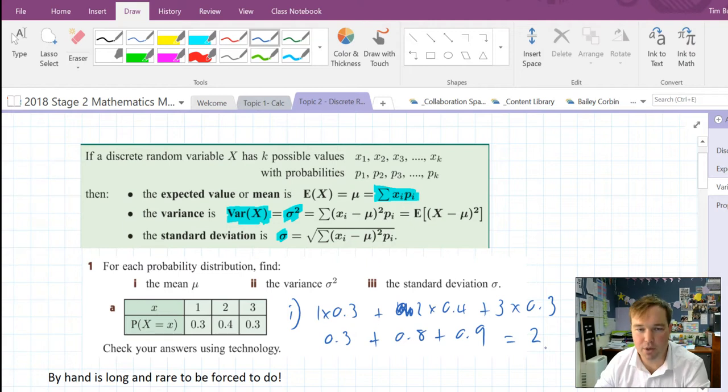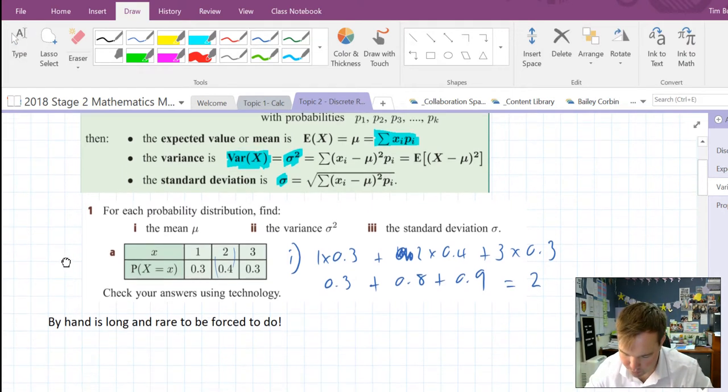And that shouldn't be a huge surprise for us, because if we look at this carefully, we can see that 2 has a probability of 0.4, and then 1 down is 0.3, 1 up is 0.3. So the balance, or the middle here, does feel about 2. Alright, we have a mean of 2.